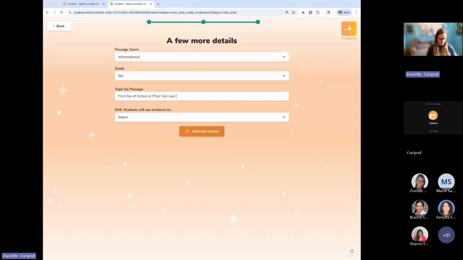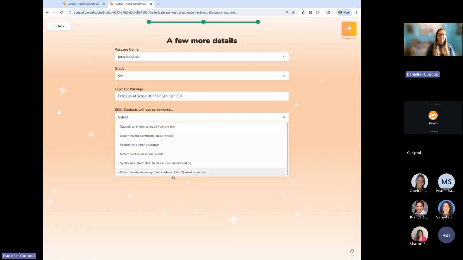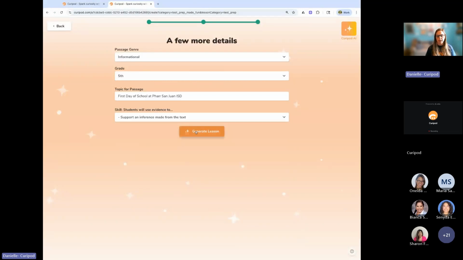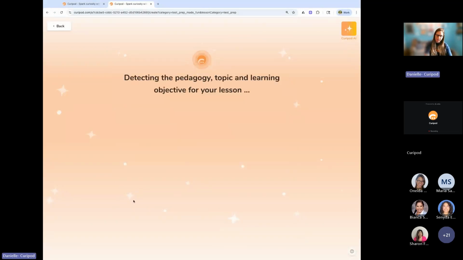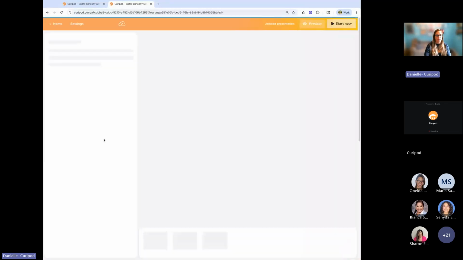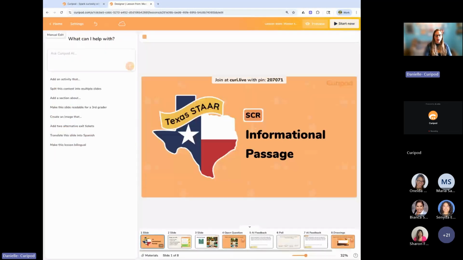Okay. And then we can pick the skill that you guys are focusing on. I'm going to just go with supporting inferencing. So we're going to generate this lesson. Every test prep lesson is structured the same way by design. This isn't necessarily going to take a full class period, so you could utilize this at the end of a class period or the second half.